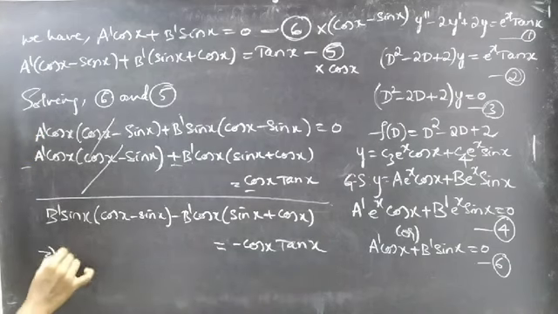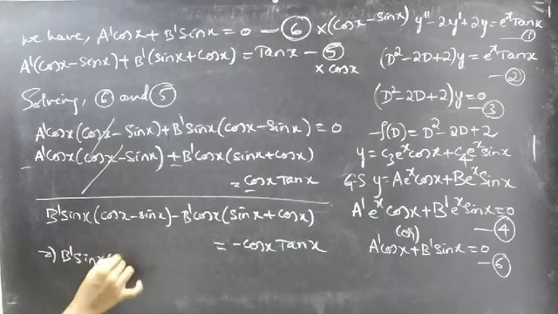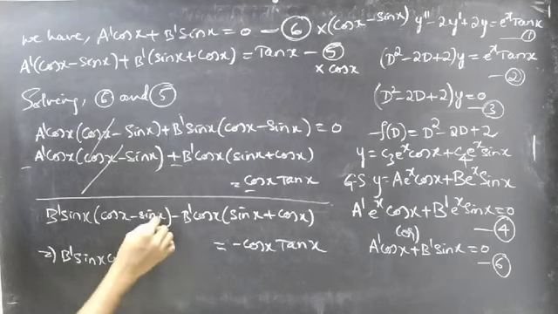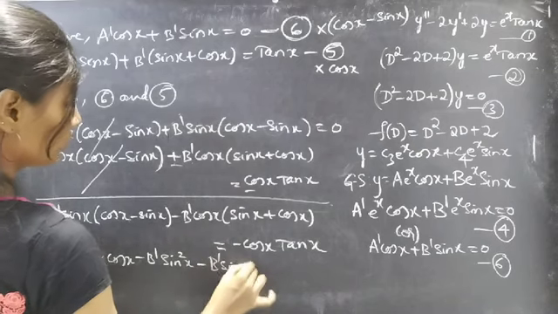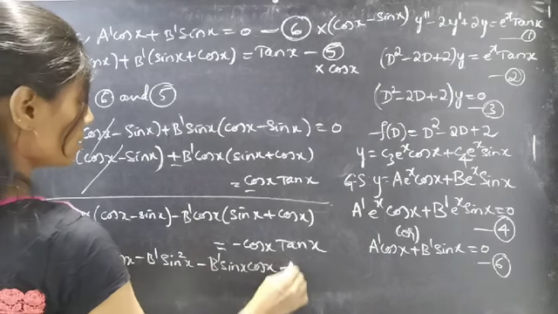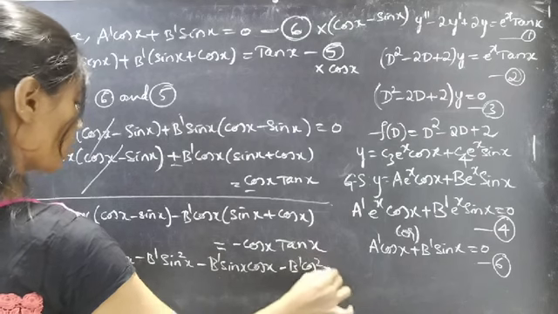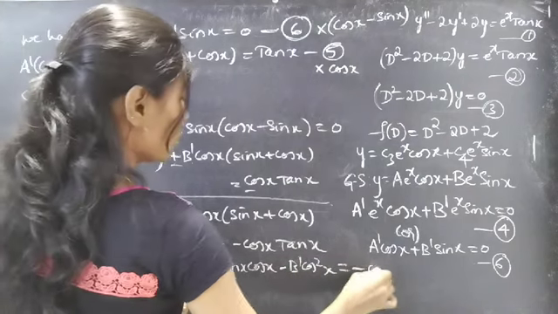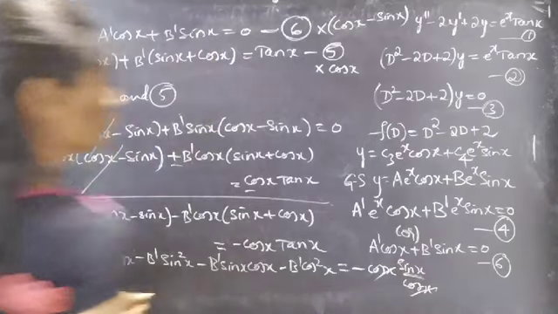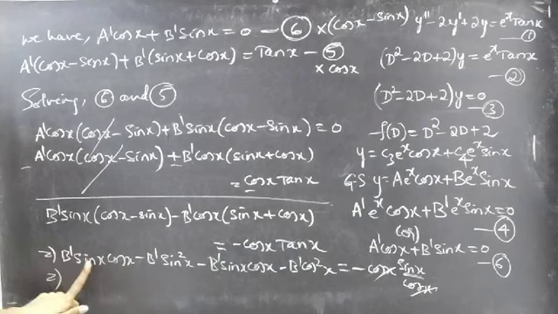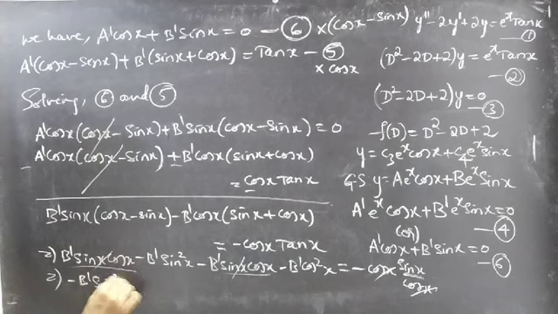tan x, which gives us b dash sin x cos x minus b dash sin square x minus b dash sin x cos x minus b dash cos square x equal to minus cos x into, we can write this tan x as sin x by cos x, right? Where cos x gets cancelled, and cancel b dash sin x cos x minus b dash sin x cos x. Now write the remaining terms: minus b dash sin square x minus b dash cos square x equal to minus sin x.